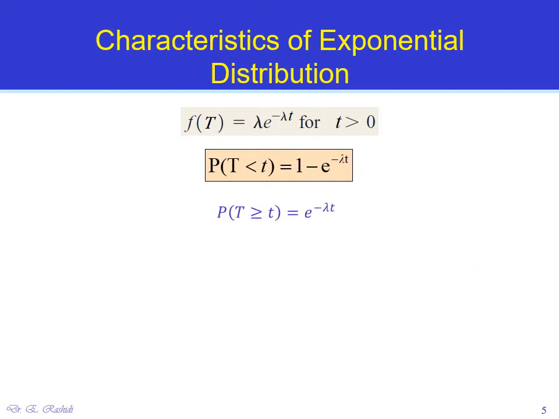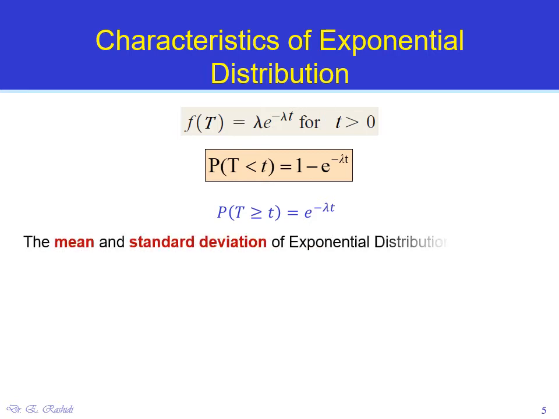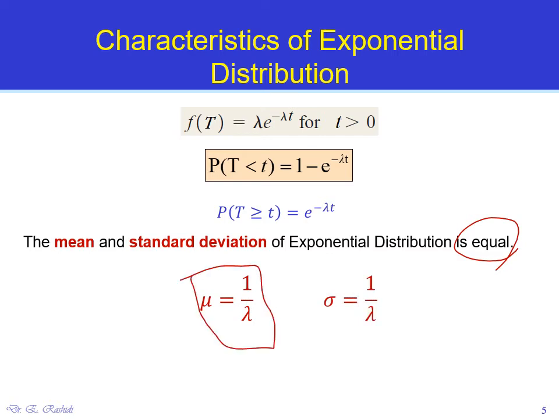Let's now see the average and standard deviation of exponential distribution. The mean and standard deviation of exponential distribution are actually equal, and they are as follows. The average is 1 over lambda, and the standard deviation is also 1 over lambda.